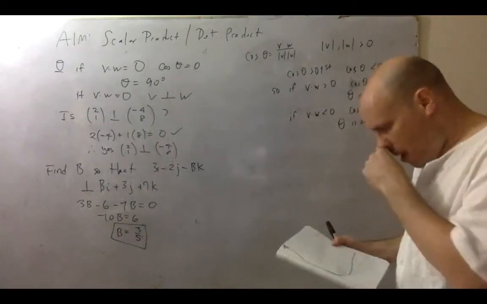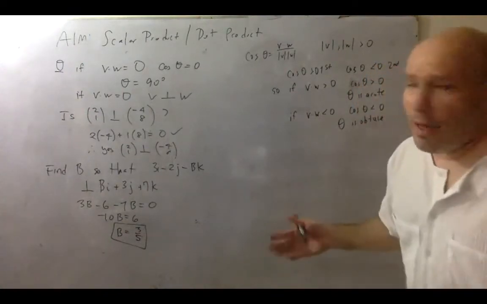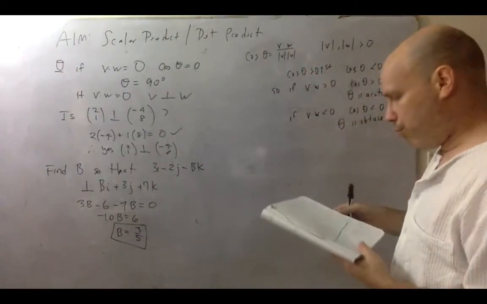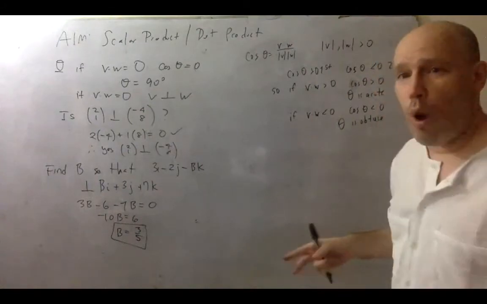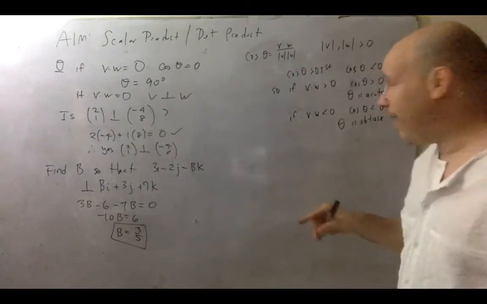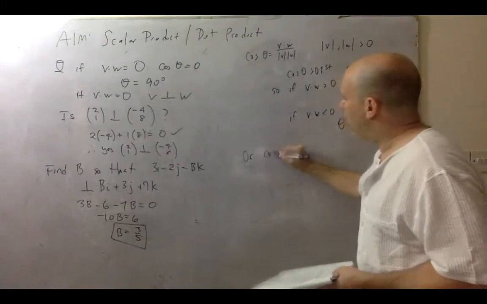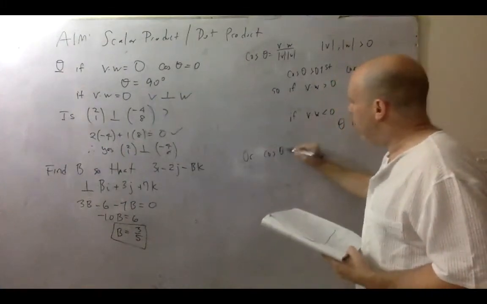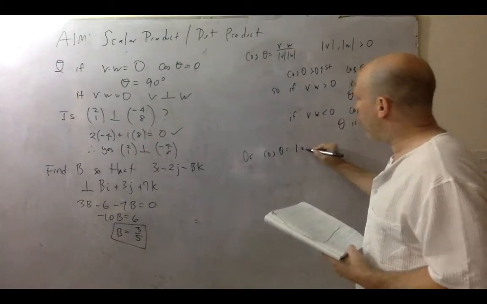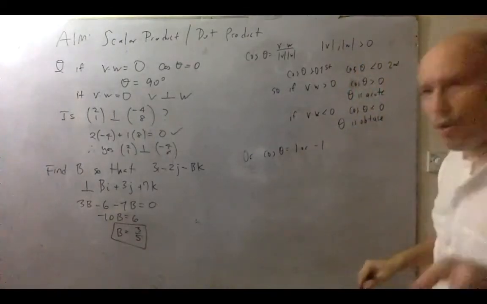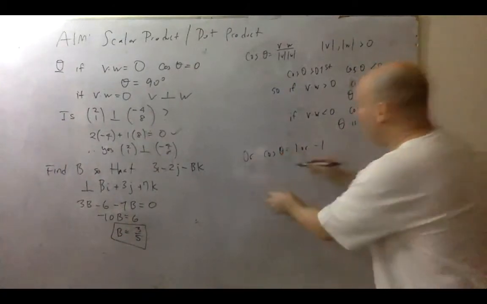Theta is obtuse. Okay. Other options? Yeah. What happens if it's equal to 1, right? Or cosine of theta equals 1 or negative 1. What's going on there? Well, the idea, if it's 1 or negative 1, it's like parallel.